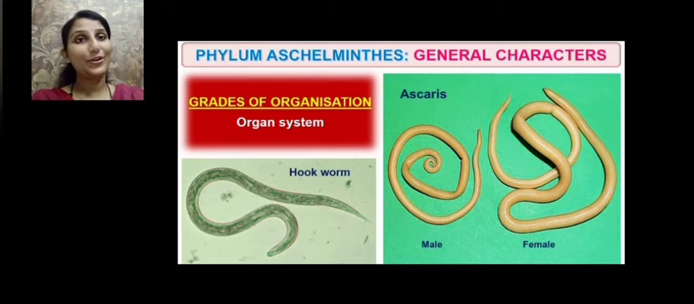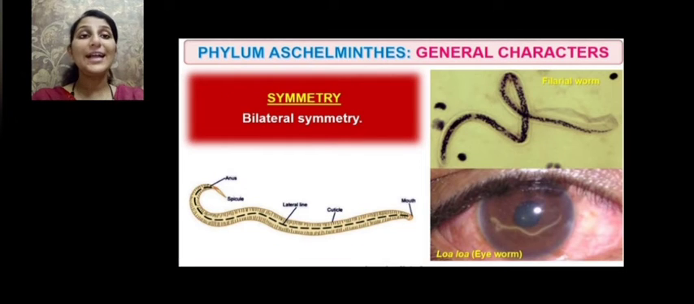Now about the level of organization, they have organ system level of organization. That means the organs are organized into organ systems in which each system performs a specialized physiological function. And symmetry, they are bilaterally symmetrical. That means their body can be divided into two equal halves by a single plane passing through the central axis.